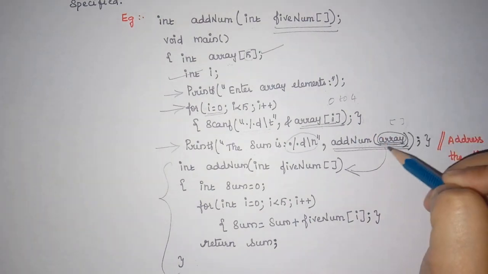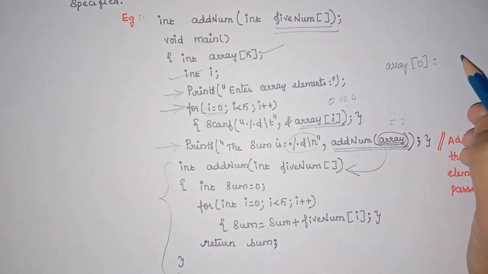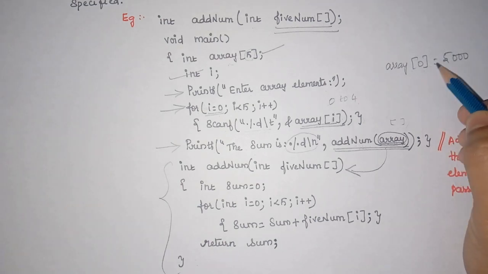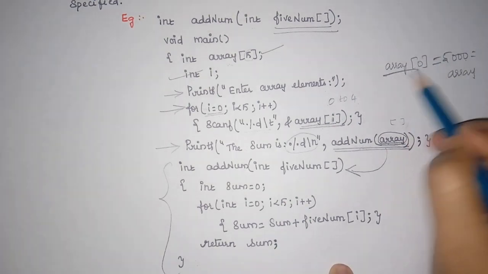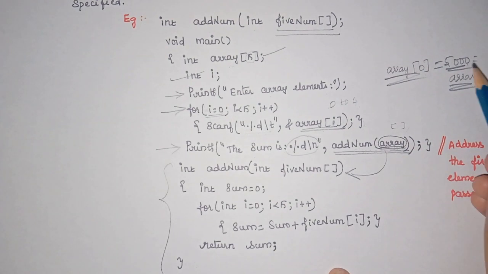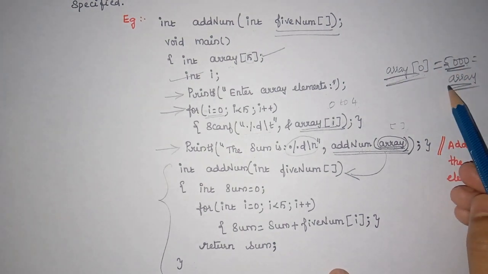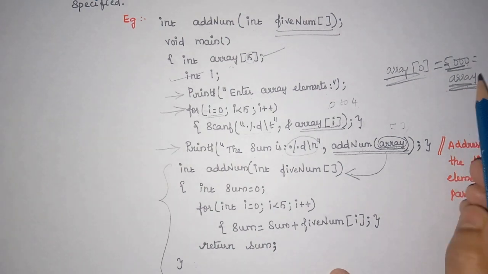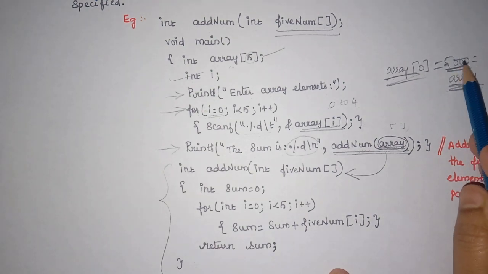We have already seen this is similar to array of 0, which is equal to the memory location. For example, let us consider the memory location of this array of 0th element is 5000, which is equal to array. So all these 3 are equal, specifying the address or specifying array of 0 or directly specifying the name array. So this means that we are passing the address, or we are pointing to the first element of the array.